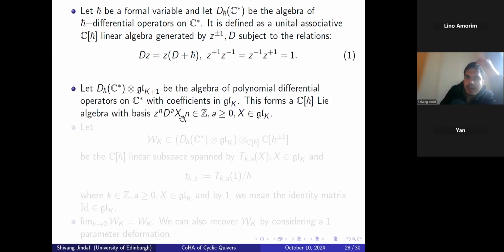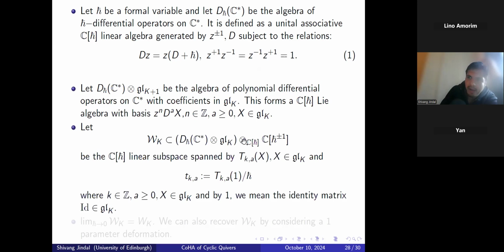Then you can take this algebra tensored with the algebra of matrices, and you can construct an associative algebra. You can consider the Lie algebra structure on this associative algebra. This is the algebra which is spanned by some elements z^a D^b x, where x is some matrix inside gl_{K+1}.